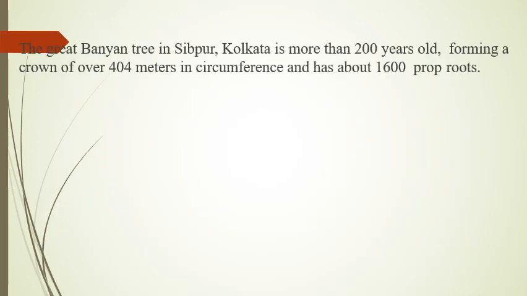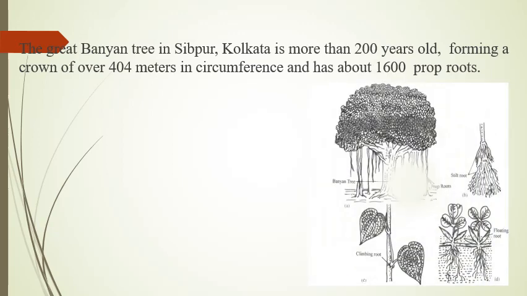The great banyan tree in Shibpur, Kolkata is more than 200 years old, forming a crown of over 404 meters in circumference and has about 1600 prop roots.